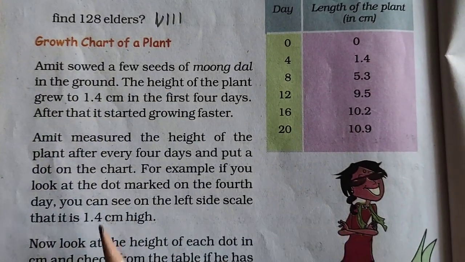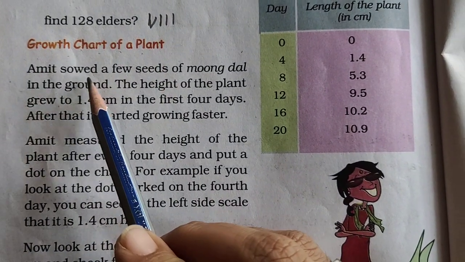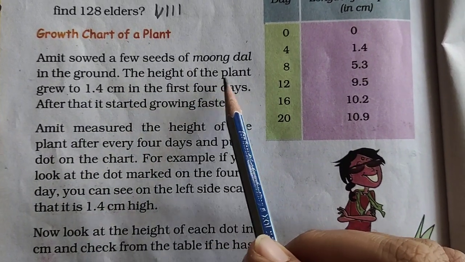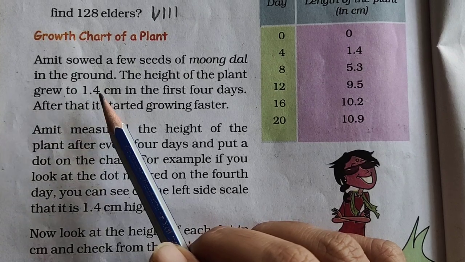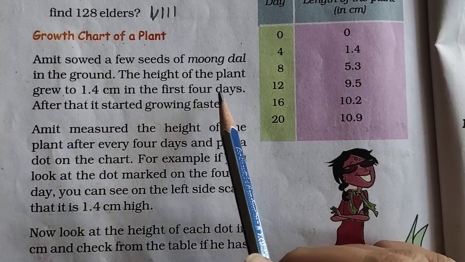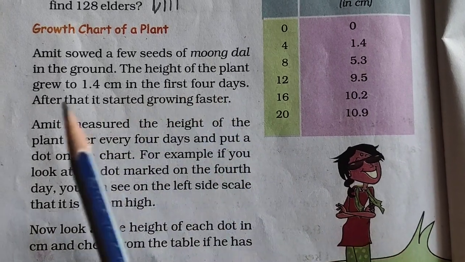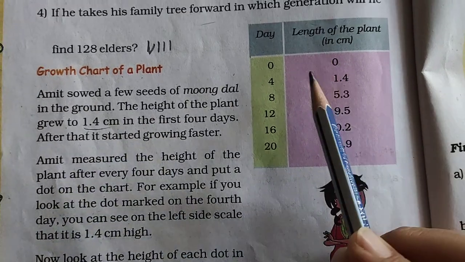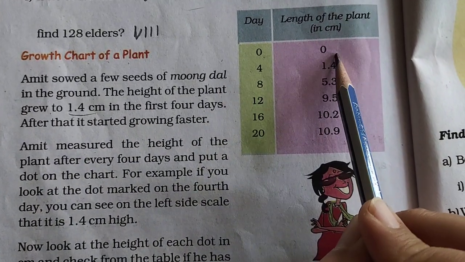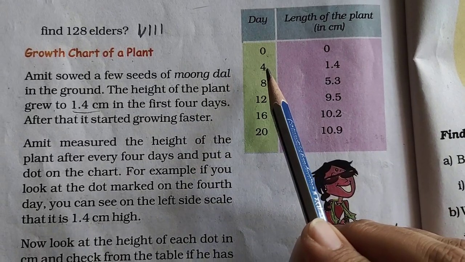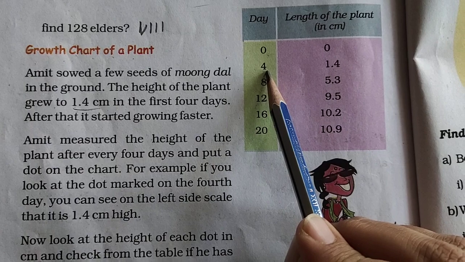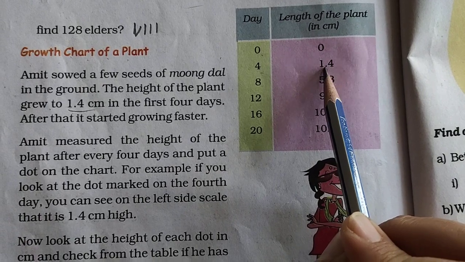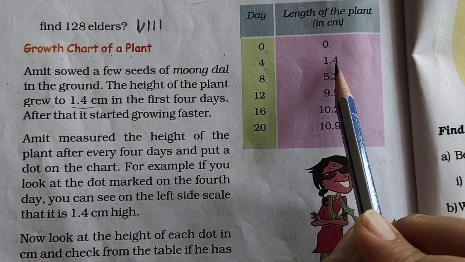Amit sowed a few seeds of moong dal in the ground. The height of the plant grew to 1.4 centimeters in the first 4 days. On day 0, the length of the plant was 0. From 0 to 4 days, 1, 2, 3, 4. So on the 4th day, the plant's height was 1.4 centimeters.